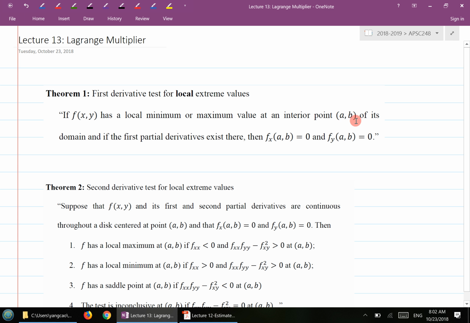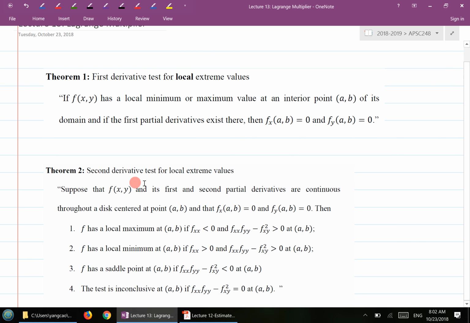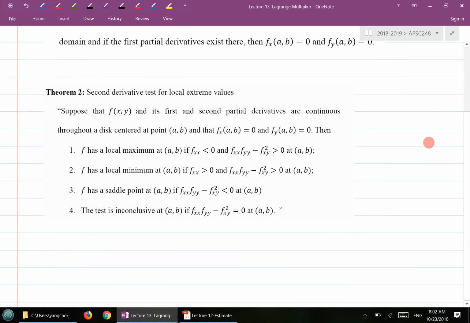But we don't know whether this critical point is a minimum, maximum, or saddle point. So what do we do? We follow the second derivative test. The second derivative test has a few more rules to follow. There are 1, 2, 3, 4 rules. You need to calculate the second derivatives fxx, fyy, fxy, follow the rules here, and you'll be able to tell whether it's a minimum, maximum, saddle point, or inconclusive. So let's take a look at an example, applying these two tests.